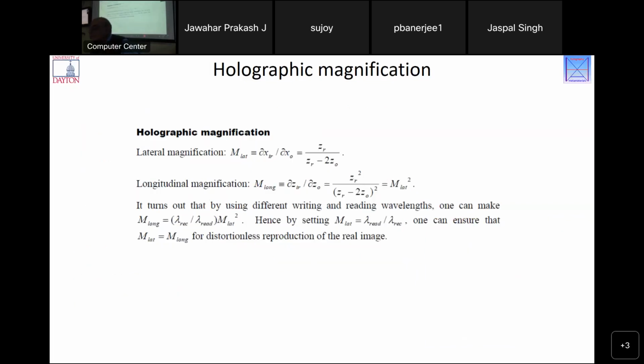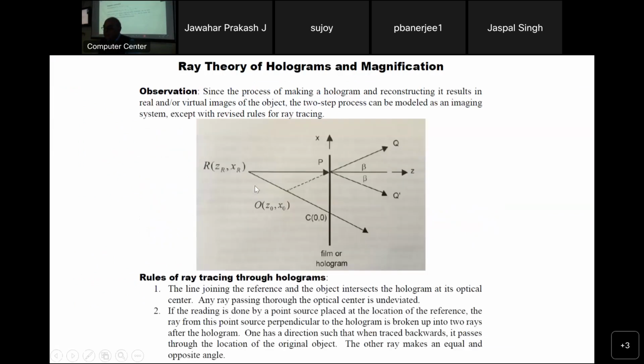What is the reason behind magnification? Well, first of all, you have to have a magnification because you are wanting to see the object of a certain size. But the reason for the magnification is because if this O was not here, but here or here, then the reconstruction locations will be different.